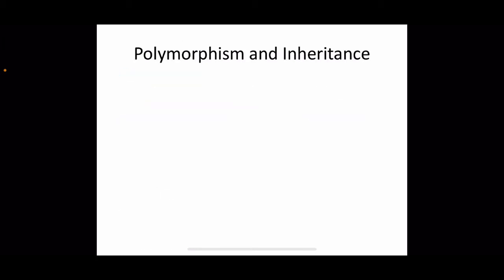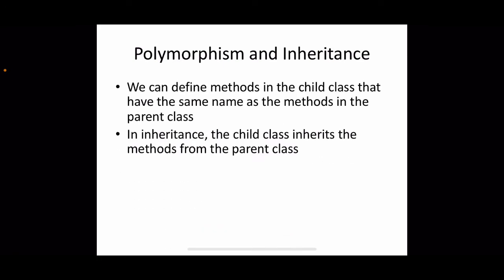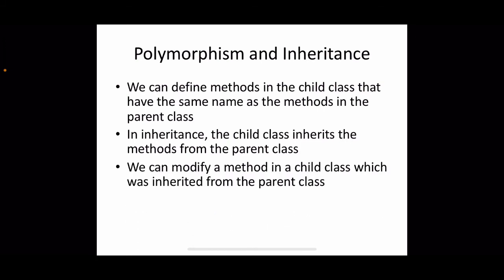Now let us see this polymorphism together with inheritance. As you know, inheritance is a feature by which a child class can inherit the method defined in the superclass or parent class, right? As such, the definition can be used by the child class. That is inheritance. So the child class inherits the method from the parent class, and we can modify a method in a child class which was inherited from the parent. After inheriting a method defined by the parent class, the child can modify it.